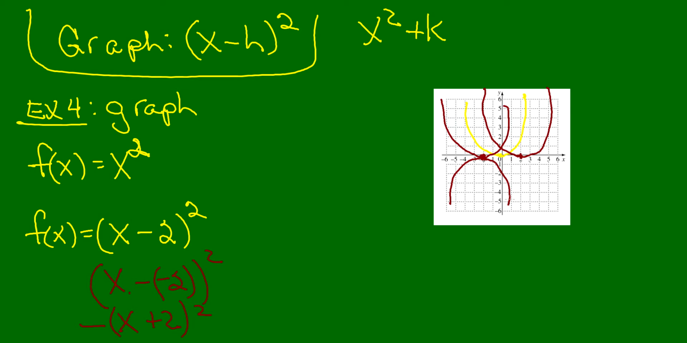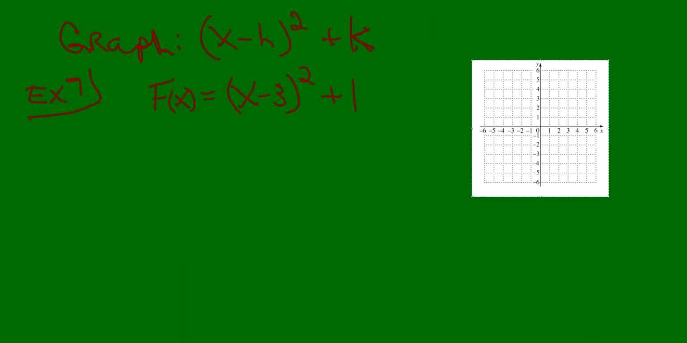Okay, very good. On to the next one. All right, on to example 7. Here's our example. So here's our model to run by: y equals x minus h squared plus k. So we're putting together the two things we've had already today.